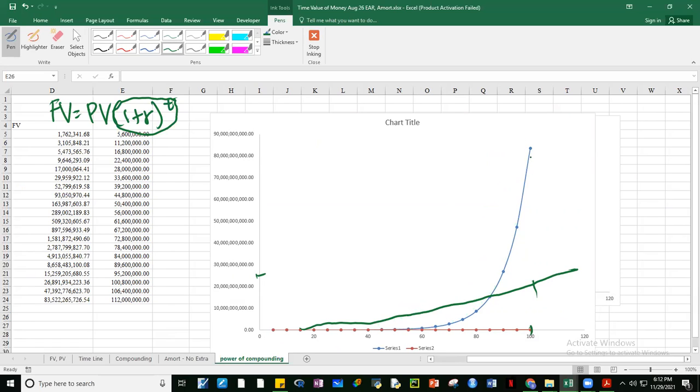So you can see the difference in 100 years. Using this formula, you get a value of 83 billion, while if it was only linear, this would only be about 23 billion. So it's really very, very far.